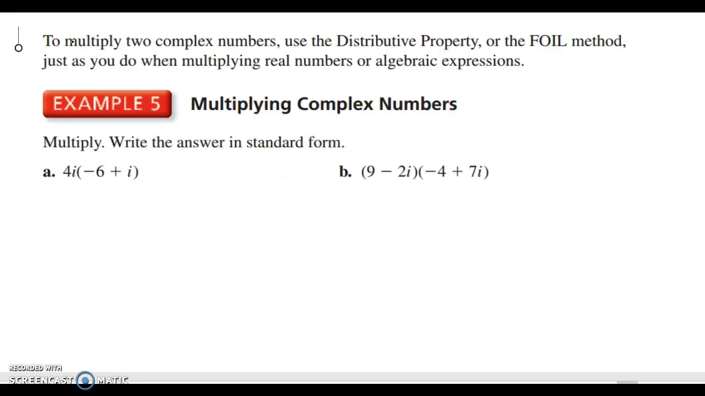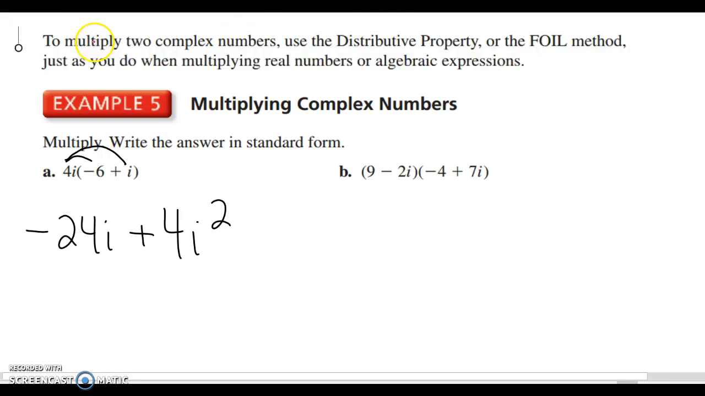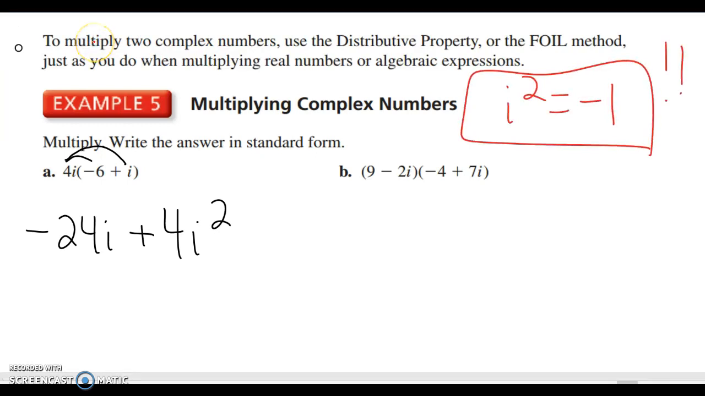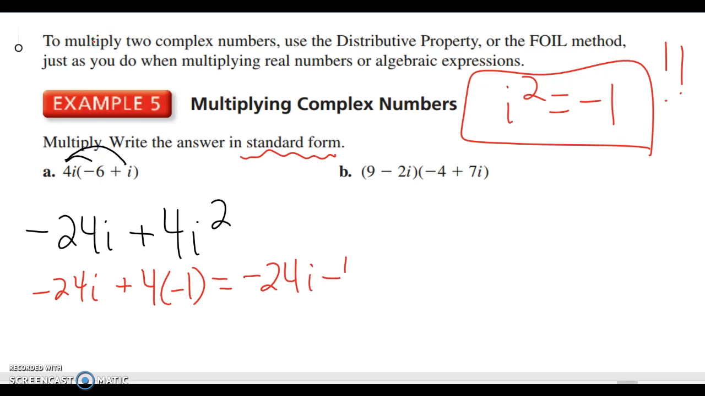Now go to example 5, and similarly, we can multiply with i. So I'm going to get negative 24i plus 4i squared. Think of it like x for now, but then whenever we get an i squared, you have to replace it with negative 1. Always. So here I'll have negative 24i plus 4 times negative 1. So that's just negative 4. And remember, we have to write it in standard form. So I have negative 24i minus 4, but I have to write the i part second. So I'm going to have negative 4 minus 24i.